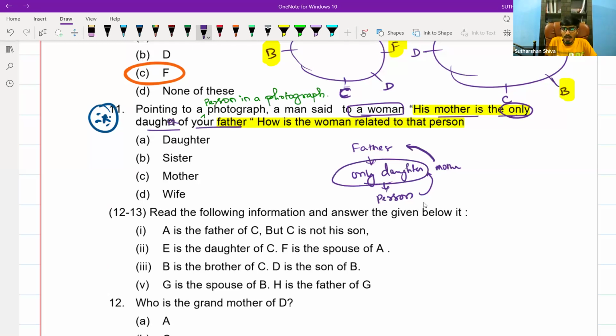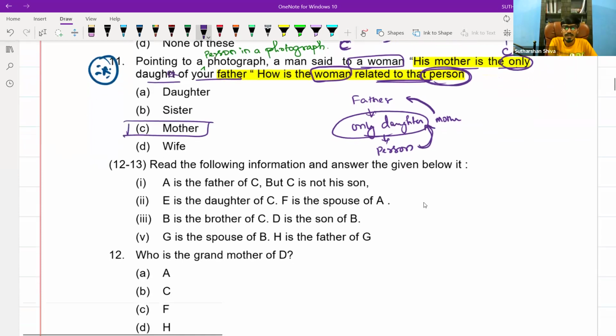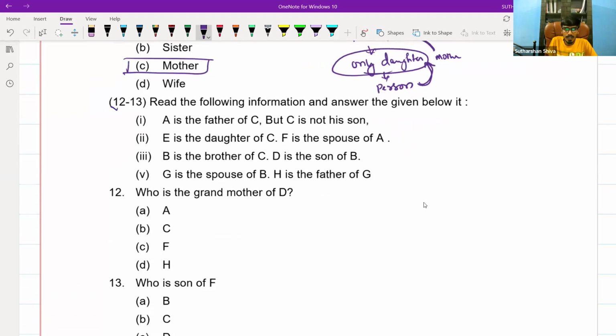Okay. Then how is the woman related to that person? For this person, who is she? It means she is a mother. Option C is your answer. Then 12 and 13 is a combined part. Read the following information and answer the questions given below.